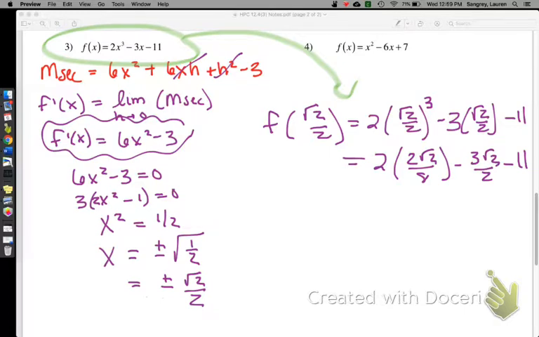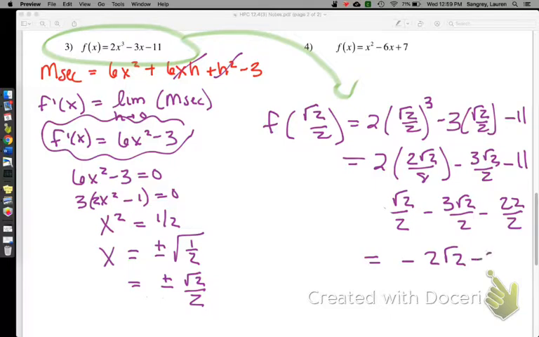And as we start to evaluate this, I have 2 root 2 over 4. And you know what? I'm just going to simplify that even more. That's going to reduce to root 2 over 2. There we go. And then minus 3 root 2 over 2 minus 22 over 2. I just got everything with a common denominator. So this should be negative 2 root 2 minus 22 over 2.